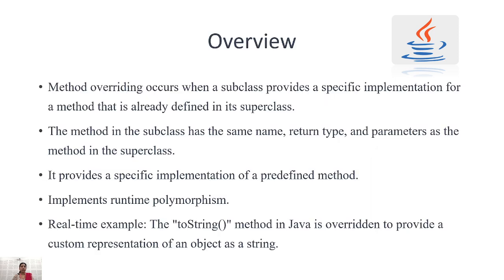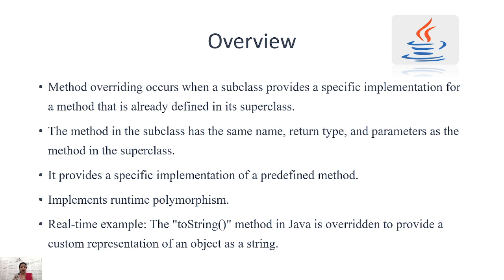Okay, so what is method overriding? Method overriding occurs when the subclass provides a specific implementation for a method that is already defined in a superclass. Method overriding comes into the picture when there is a relationship, that means in case of inheritance. Suppose we have a method in the superclass and we want the same method in the subclass also, at that time we have to override the same method which is in the superclass in the subclass.